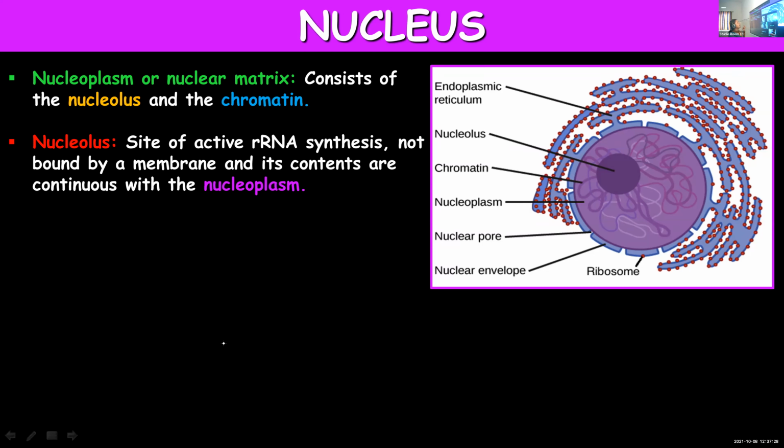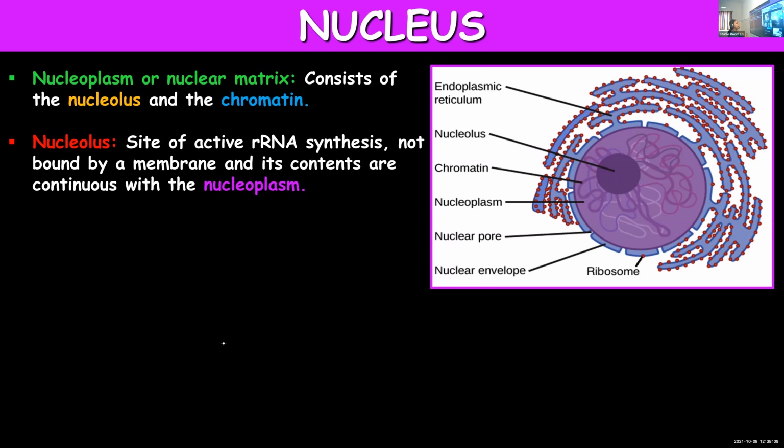Nucleoli are spherical structures. They are not bound by any membrane and the number can be one or more. This is a site for the synthesis of rRNA. rRNA means ribosomal RNA. We already learned that in ribosomes, ribosomal RNA is present. So this is a site for rRNA synthesis. And its contents are continuous with the nucleoplasm because there is no membrane limiting it. There is no membrane to give a boundary for the nucleolus.